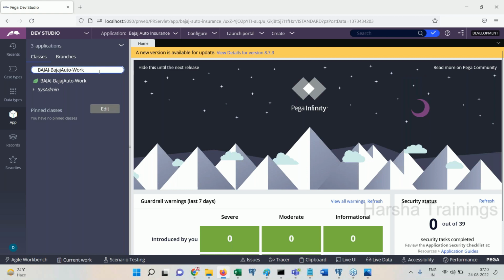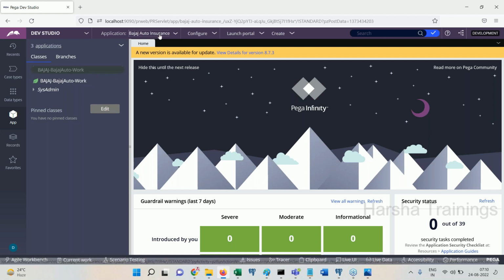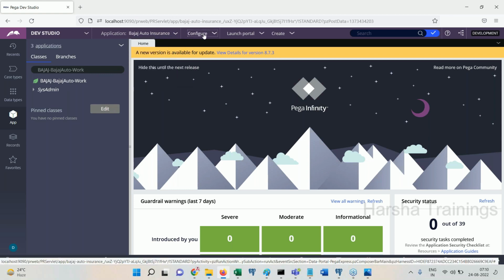You remember that at the time we were creating a new application, we gave the name of the organization. What was the name of the organization I gave? Bajaj. So I gave the name of the organization as Bajaj. Just give me a minute.